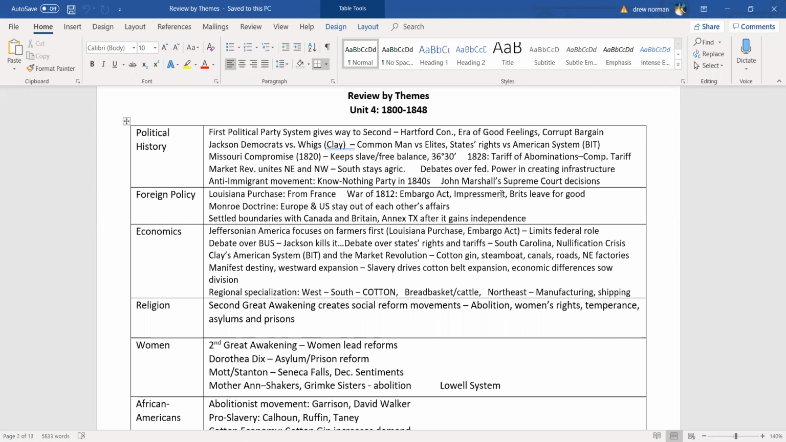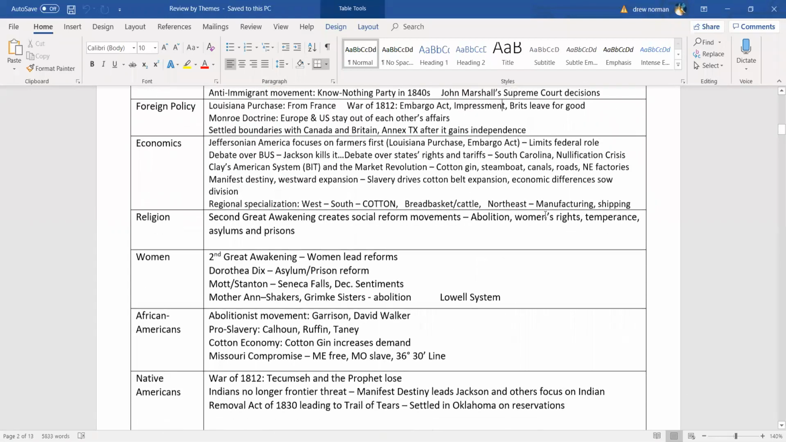Following up foreign policy, a star you might want to put by this one if you had it printed out: the Monroe Doctrine. We will stay out of European affairs if they stay out of our affairs. This is our way of trying to solidify our independence, but also the growing independence of former colonies in the Western Hemisphere. We basically state ourselves as a protector of the Western Hemisphere from Europe. And then finally, one positive thing is we settle our boundaries between Canada and Britain. And we also have Texas annexed and given to us after they gained their independence. The Mexican-American War we'll cover in the next unit.